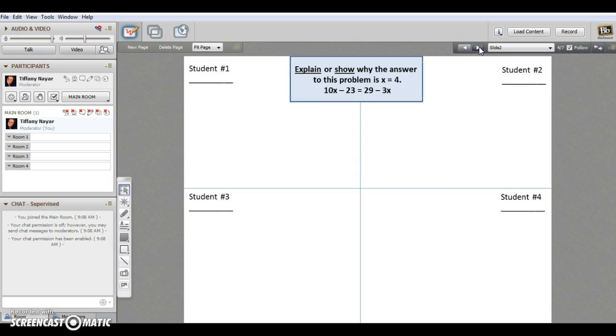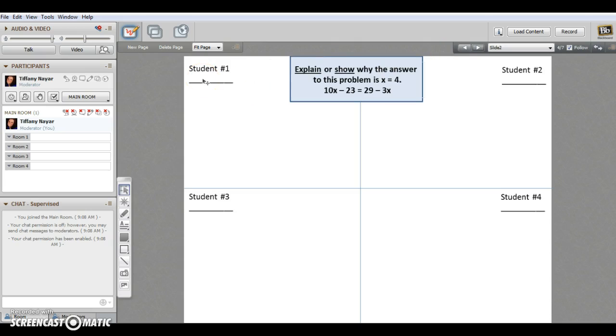Another suggestion would be to do something like this, where they're given the answer and they have to explain, either type out why the answer is x equals 4, or they could just solve the problem. And again, something like this problem, there are several ways to start the problem out correctly. They can minus 10x from both sides. They can add 3x to both sides. Those are two examples. There are also 2 other ways, and we can show all those different ways when they are put back into the main room.